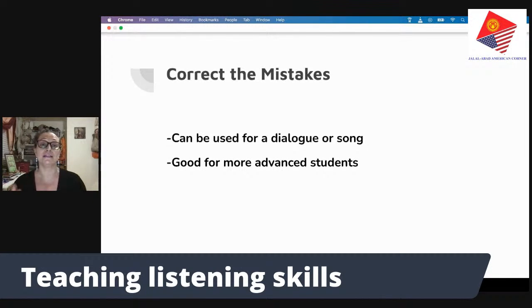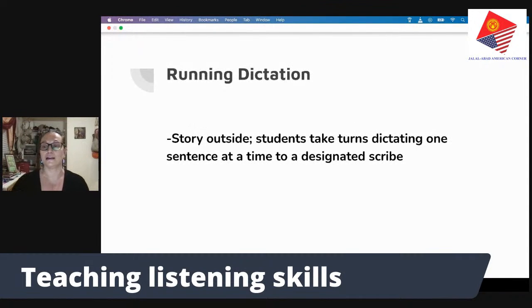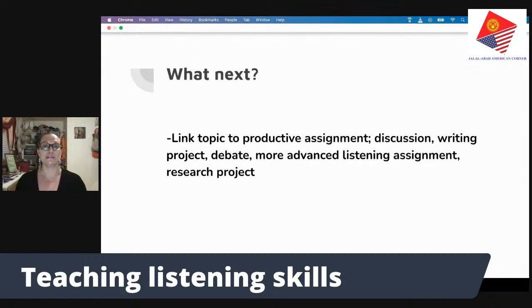And then this really leads into a great discussion or research project, something. So yeah, we want to link it to a productive assignment. So it could be a discussion in class. If you get through these kinds of things early in class, the topic, whatever it is, the ideas that you're talking about, can lead to discussion about that topic. So everybody is talking and listening to each other.